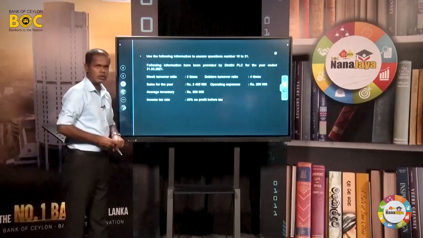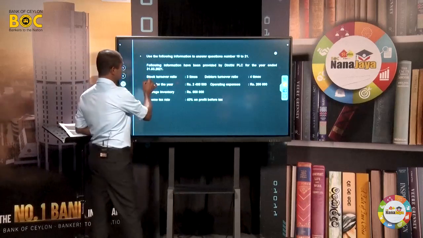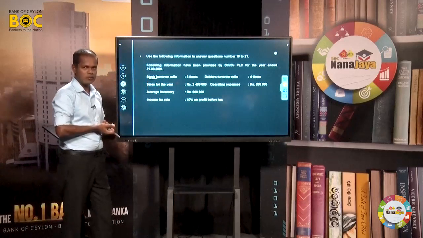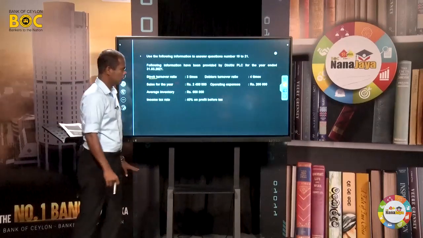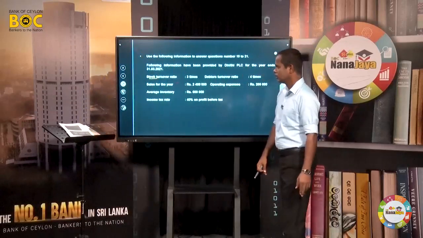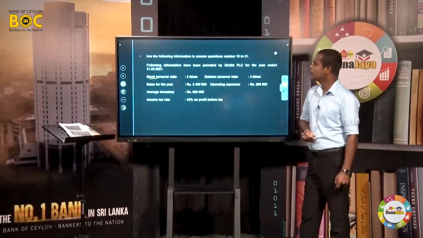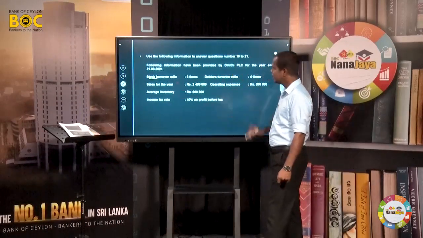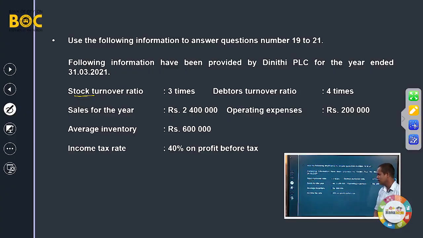Stock turnover ratio, inventory turnover ratio, how do you calculate it? Inventory turnover ratio is cost of sales divided by average inventory. Debtors turnover ratio is credit sales divided by average debtors. Then sales for the year, operating expense, average inventory and income tax rate. Average inventory, how can you calculate? Opening inventory plus closing inventory divided by 2.